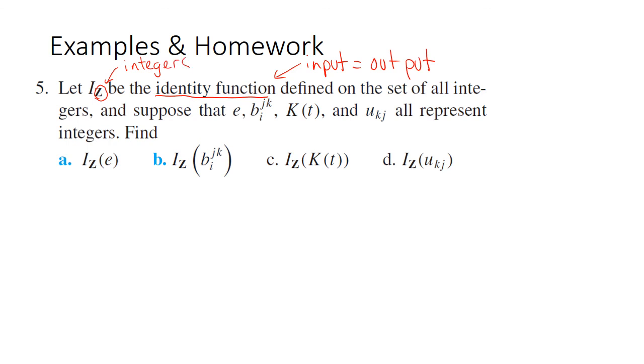They're just using that subscript as a way of letting you know what set the identity function is defined on. Okay, and we're supposing that e, b sub i, jk, k of t, and u sub kj all represent integers. And they want us to find the value of the identity function for all of these. This is so easy. All you do is just say the input is the same as the output. So these are just the same as the output. Okay, so the identity function just returns whatever you put into it. Input equals output. Okay, go ahead and finish up with A and B there.